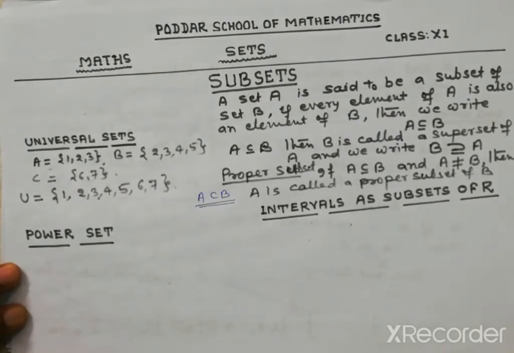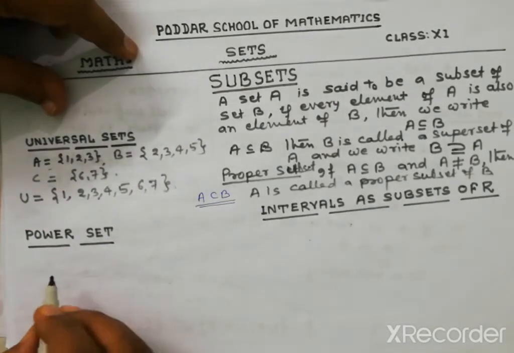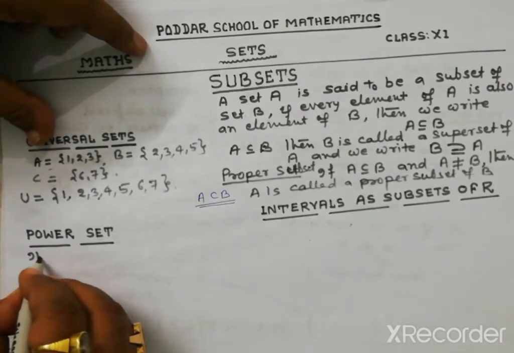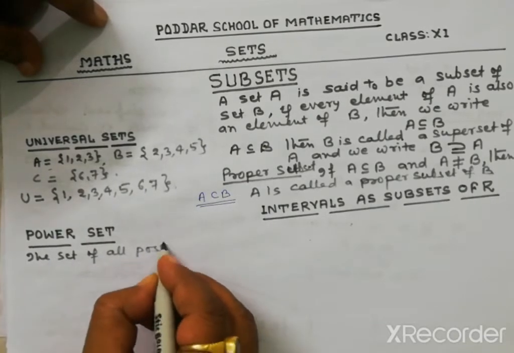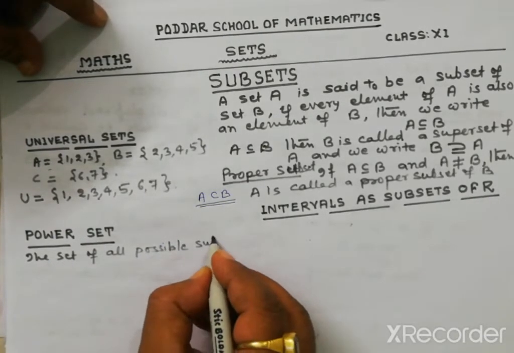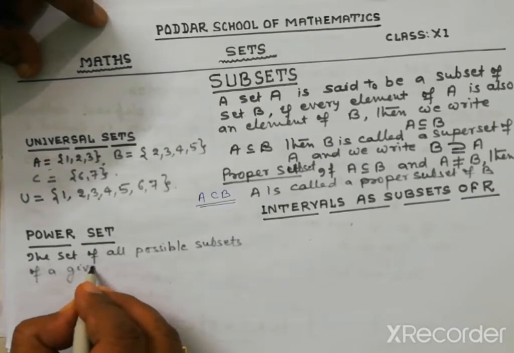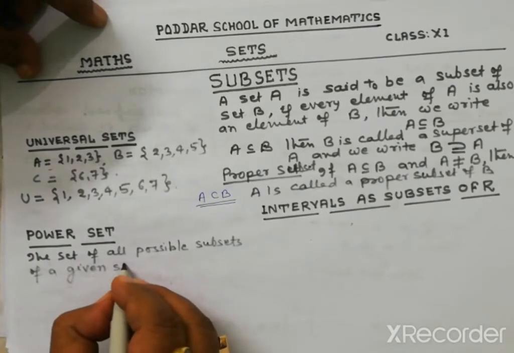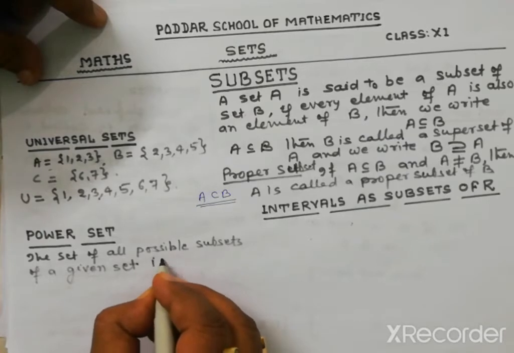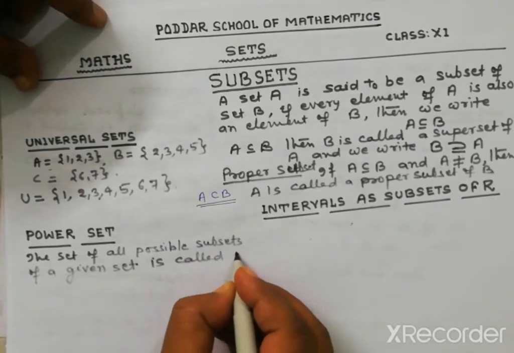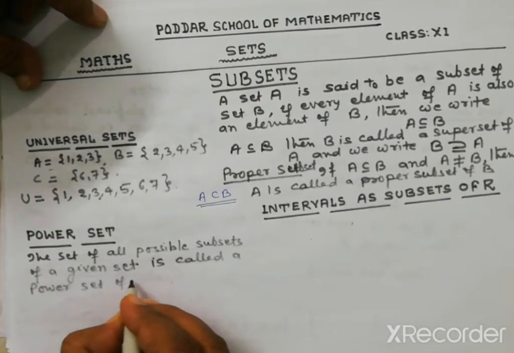Then power set. What do you mean by power set? The set of all subsets of a given set. The set of all possible subsets of a given set is called a power set of that set.